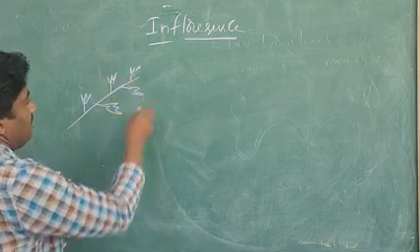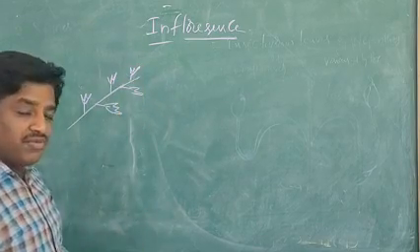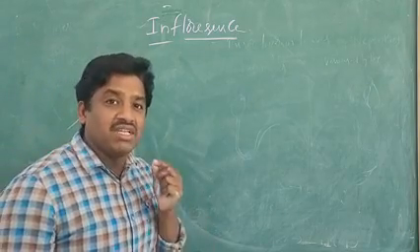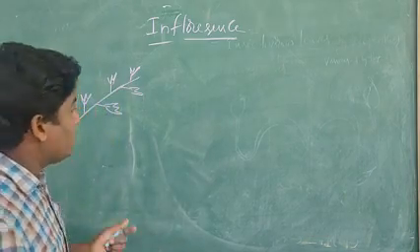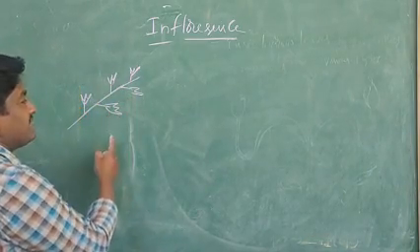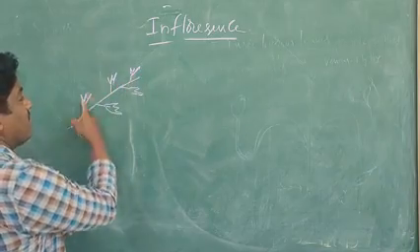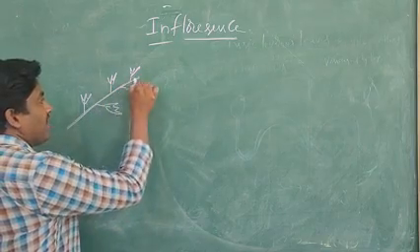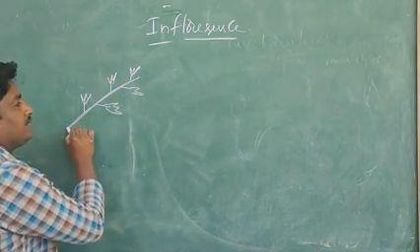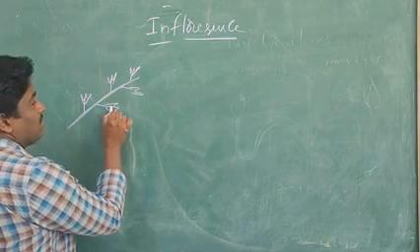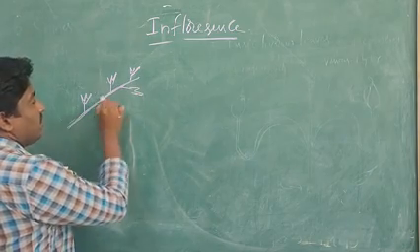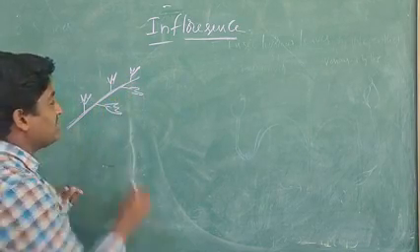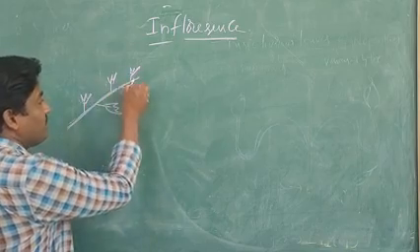In plants, some have a single flower present. That means solitary. Single means solitary. And some plants contain a number of flowers. That means in a branch, on the floral axis, a number of flowers are arranged. That means the arrangement of flowers on the floral axis.